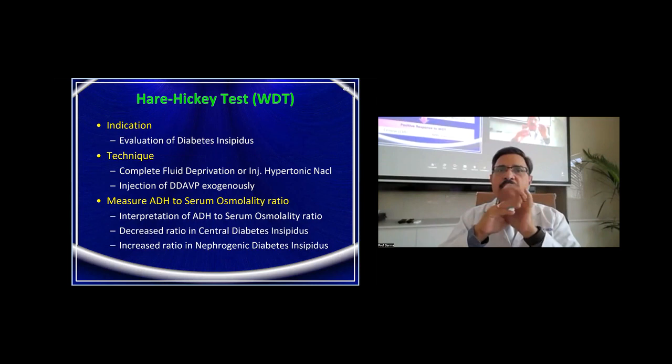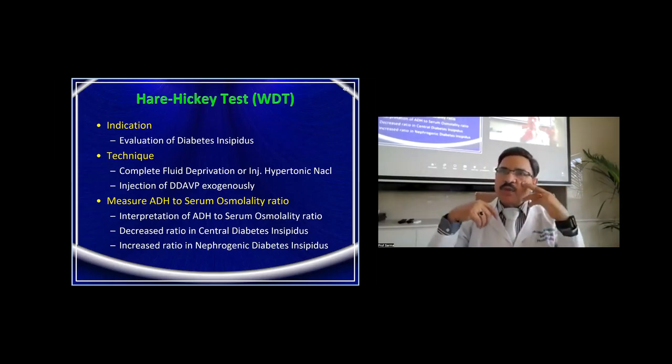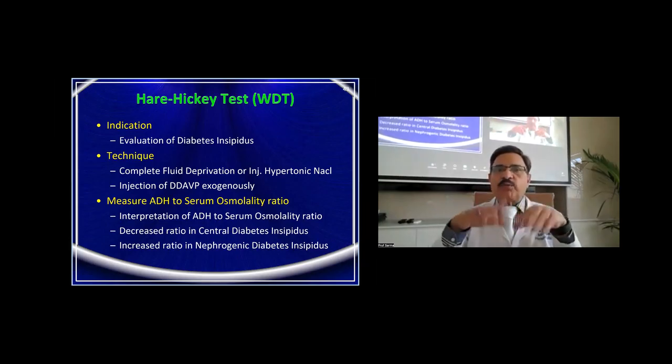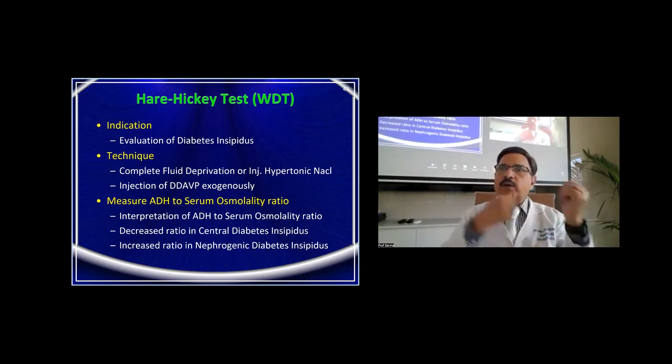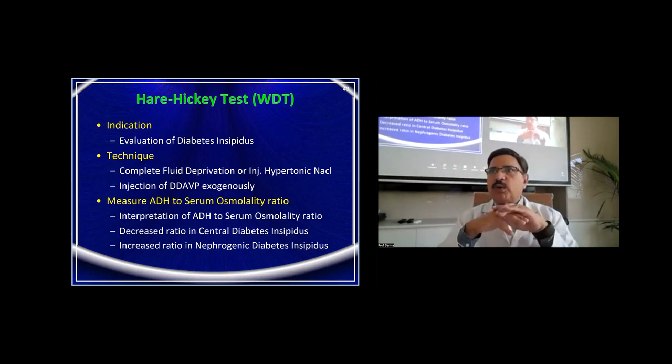Now, this is also called the formal water deprivation test. The indication is to evaluate diabetes insipidus. The technique is complete fluid deprivation or injection of hypertonic sodium chloride. Fluid deprivation concentrates the plasma. Hypertonic saline also acts as a stimulus. Generally it is preferable to give fluid deprivation rather than hypertonic sodium chloride, because hypertonic sodium chloride has its own problems. We don't want to simply use it. So you give an injection of DDAVP exogenously. How much you give, I'll show in the next.